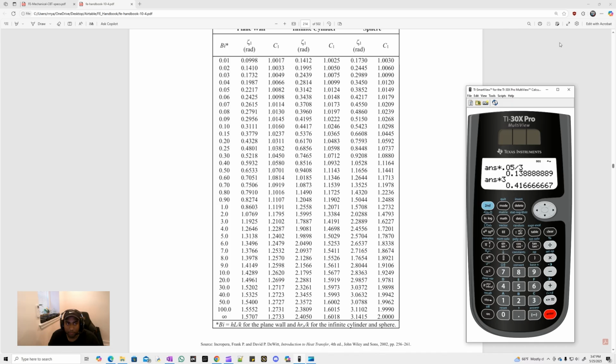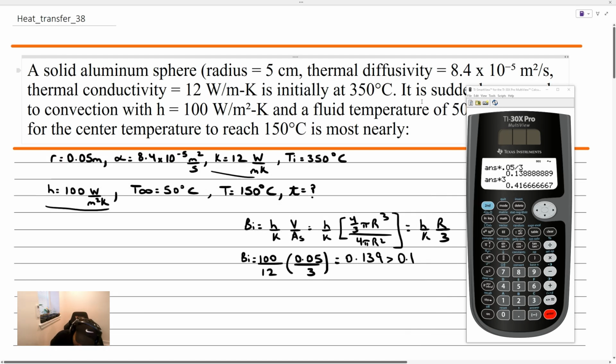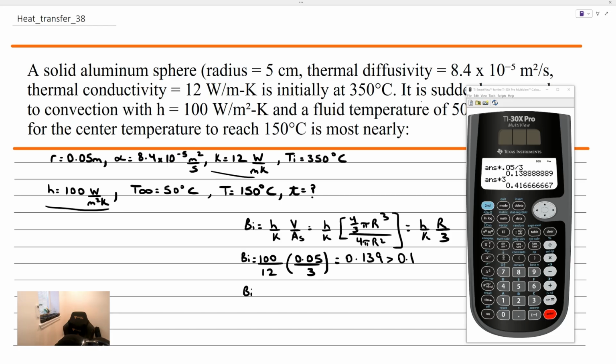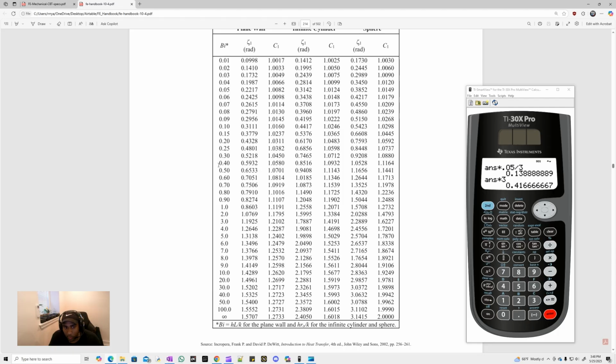0.4167 here, basically. Let's go ahead and write that down. Bi star is equal to 0.4167. And if we check inside the table for a Bi number like that, a corresponding zeta and C1, you can see that it will be somewhere between this 0.4 and 0.5 value.